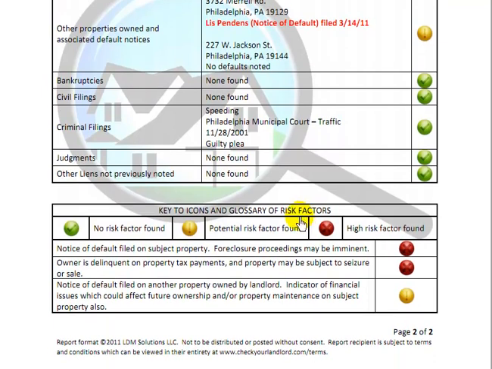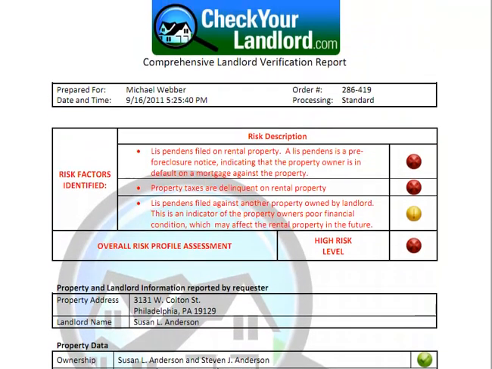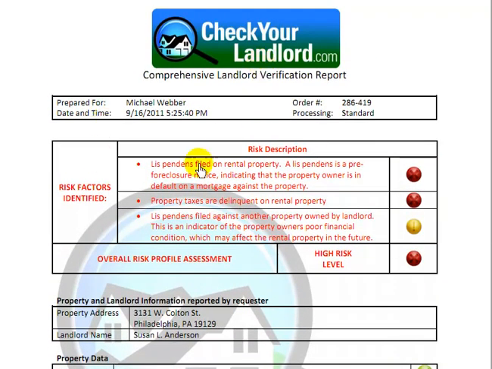And you'll see at the bottom we are going to provide a glossary of these risk factors. We've talked about each piece as we went through the report here, and those will again be reflected right up here in the front of the report. You can see here this report came back, high risk level. You would probably not want to rent this property.